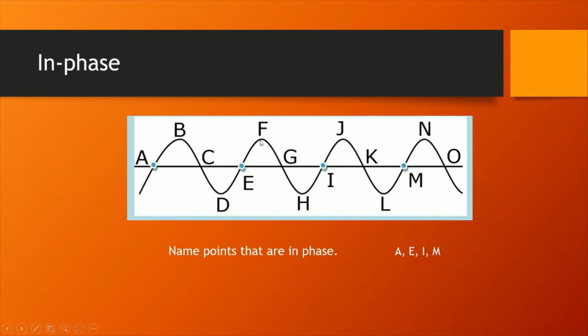B, F, J, and N are in phase because they have the same displacement, which is this, this, and this, and they are all on the way down. So B, F, J, and N are said to be in phase. Same thing as D, H, and L. So these 3 points are in phase.